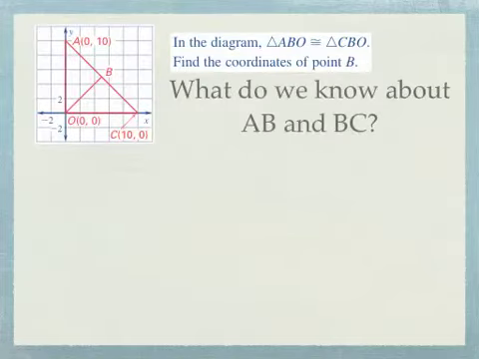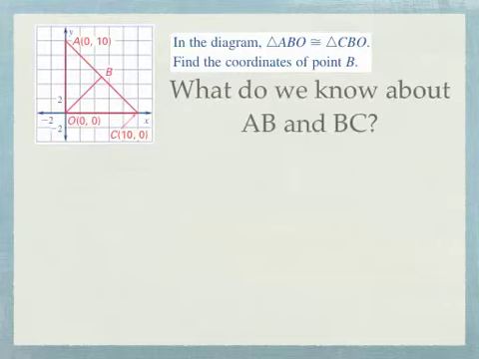This next example says, in the diagram, triangle ABO is congruent to triangle CBO. Find the coordinates of point B. If you notice, we are given that the two triangles are congruent. Remember that if two triangles are congruent, their corresponding parts are congruent. We're trying to find the coordinates of B, which, if you notice, is in the middle of the segment AC.